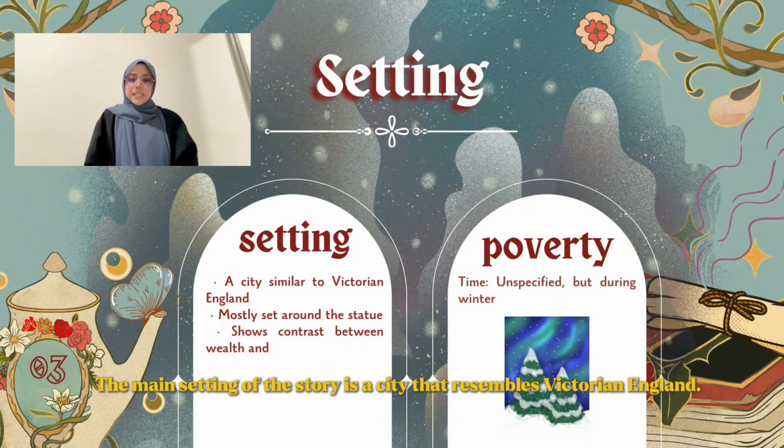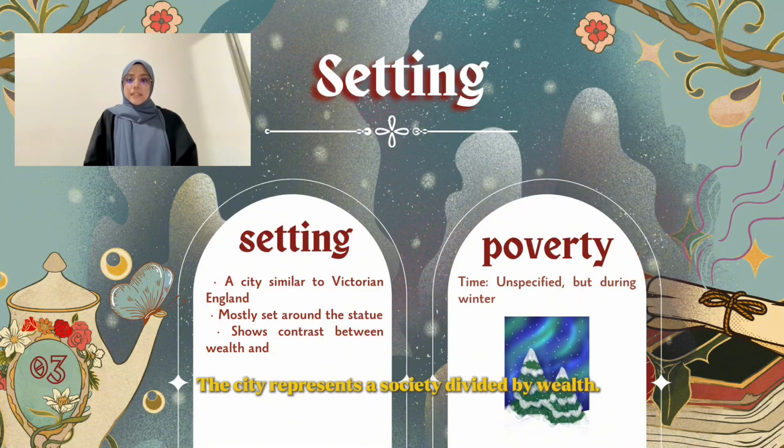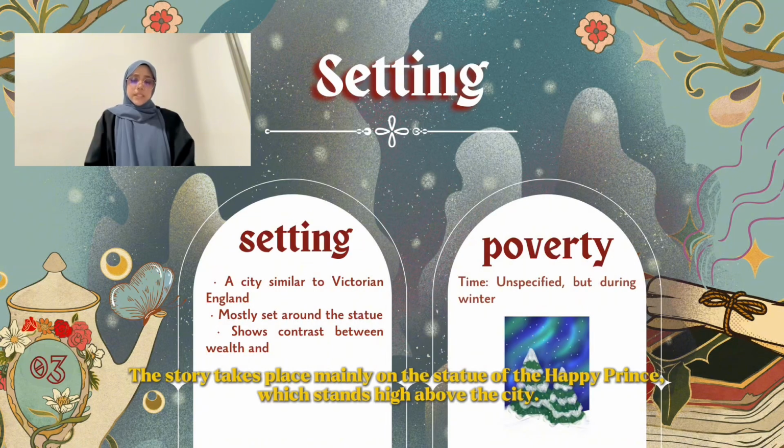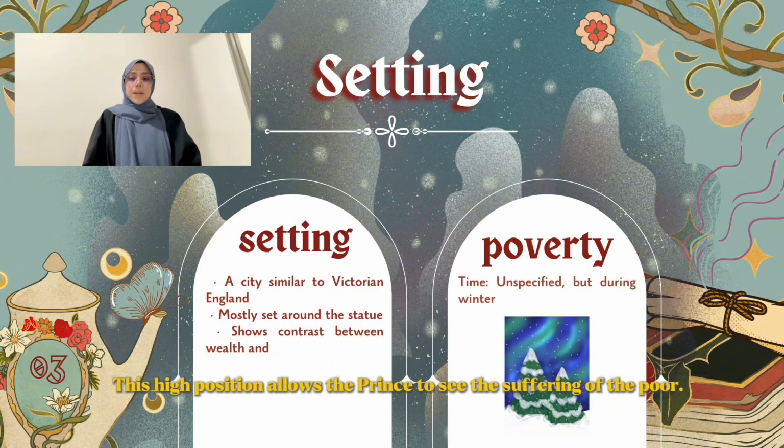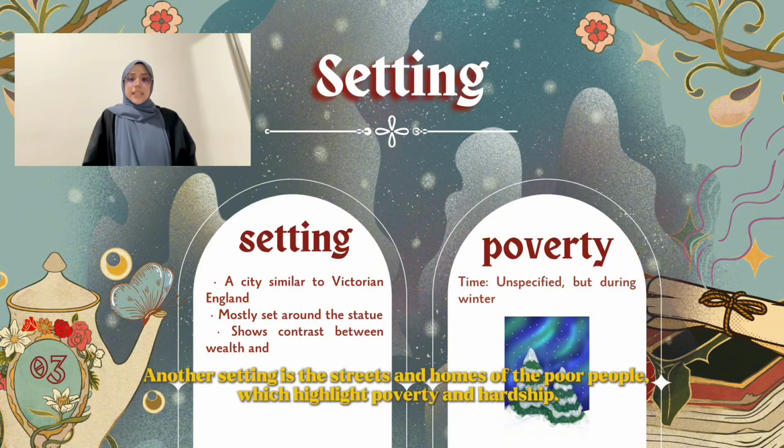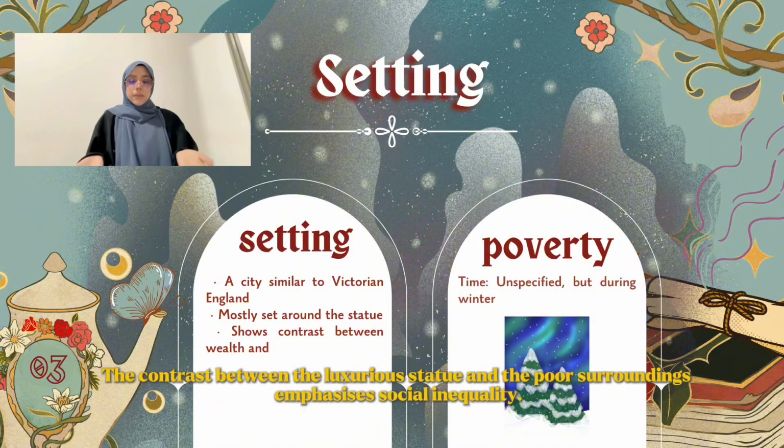Settings. The main setting of the story is a city that resembles Victorian England. The city represents a society divided by wealth. The story takes place mainly on the statue of the Happy Prince, which stands high above the city. This high position allows the prince to see the suffering of the poor. Another setting is the streets and homes of the poor people, which highlight poverty and hardships. The contrast between the luxurious statue and the poor surroundings emphasizes social inequality.